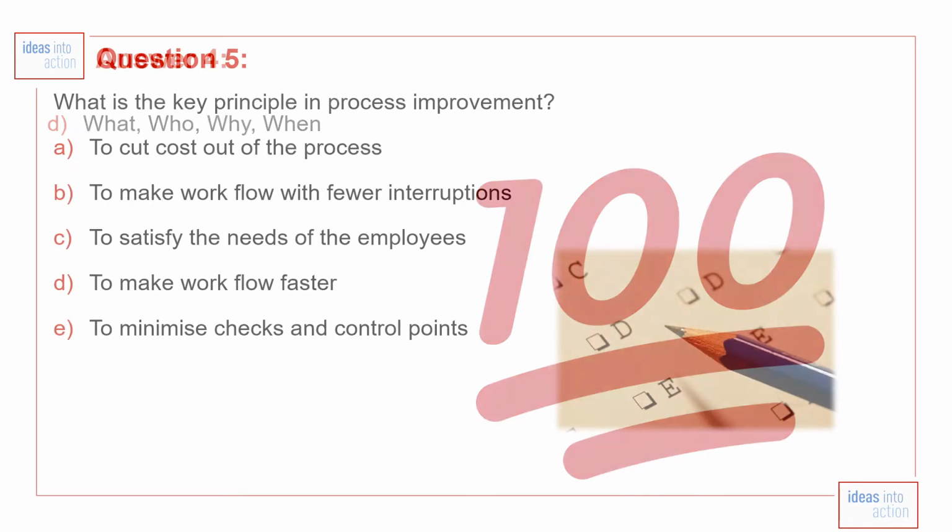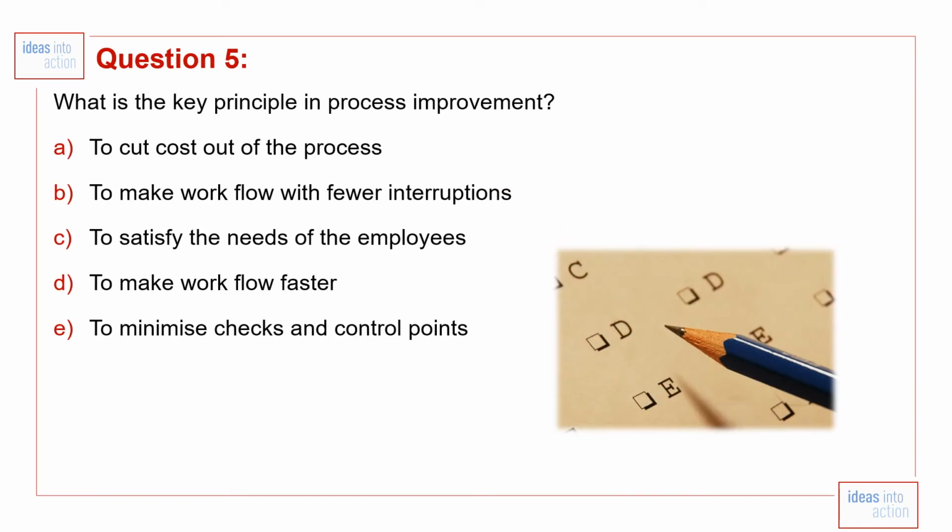Question 5. What is the key principle in process improvement? Is it A, to cut cost out of the process? Is it B, to make work flow with fewer interruptions? Is it C, to satisfy the needs of the employees? Is it D, to make work flow faster? And is it E, to minimize checks and control points? Which one of those is the key principle in process improvement?